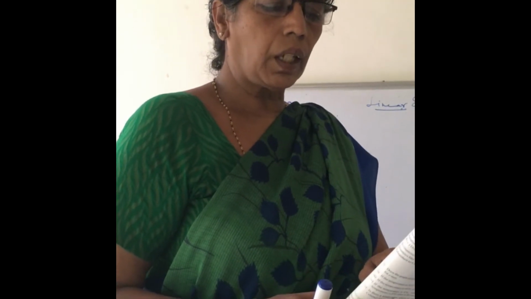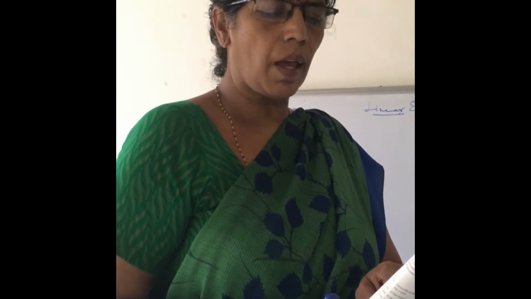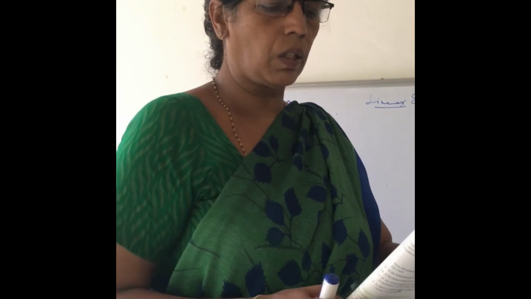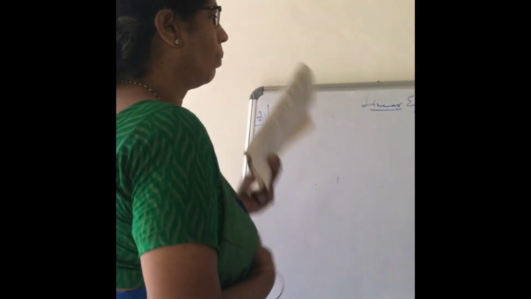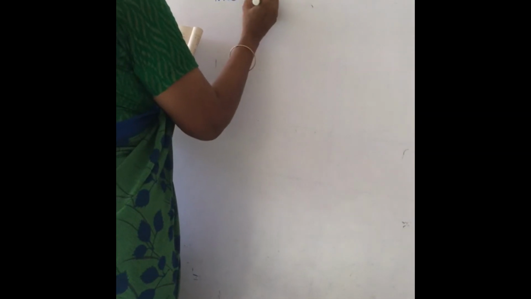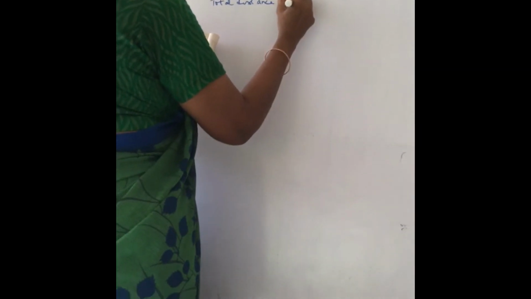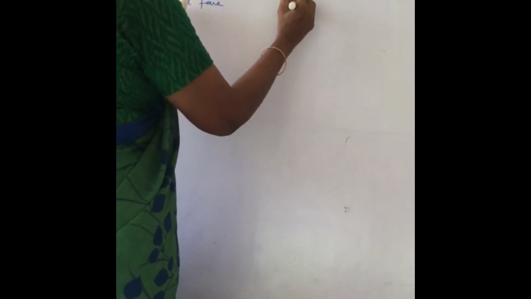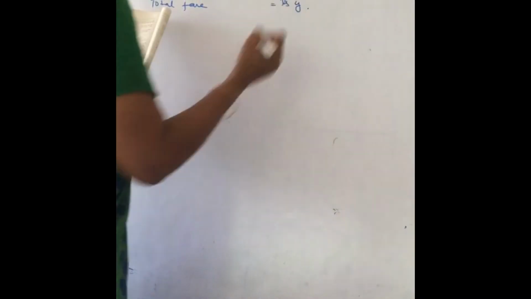For you to understand, I have taken a numerical number. But here the question given here is, children, take the distance covered as x kilometers. How far you have traveled? X. For traveling the x kilometers, how much are you paying? The total distance traveled is x. What are you going to pay? Fare means the charge. Total fare is equal to rupees y.